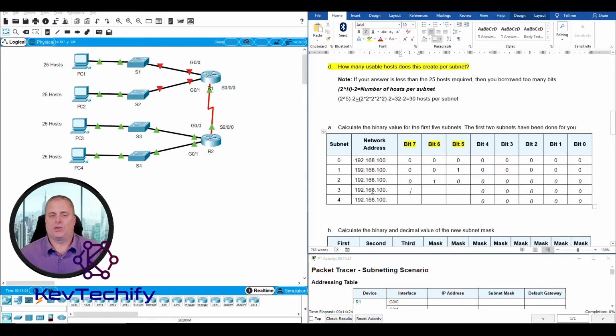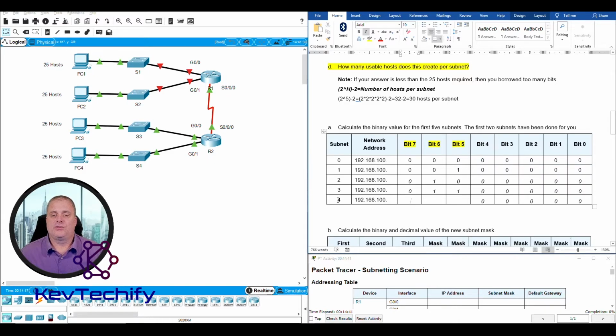For the fourth network, we take this value again, we add 1 to it. 0 plus 1 is 1. We're not doing anything else with the rest of these columns, so those values transfer down. That is the value for the fourth network, subnet number 3.